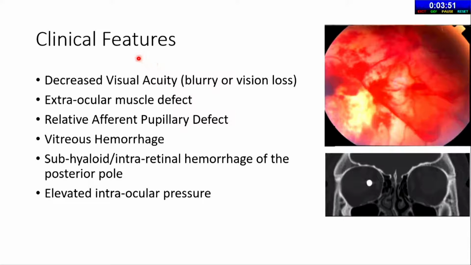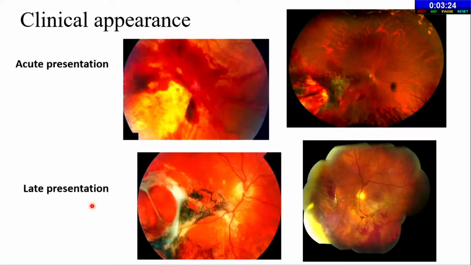Now let us discuss the clinical features of chorioretinitis sclopetaria. There will be decreased visual acuity. The patient can complain of blurry vision or vision loss. There can be extraocular muscle defect. This is because of the lodged pellet. When the disc is involved, there can be a relative afferent pupillary defect. There can be hemorrhages at various levels like vitreous hemorrhage, subhyaloid hemorrhage, and intraretinal hemorrhage of the posterior pole, and there can be elevated intraocular pressure.